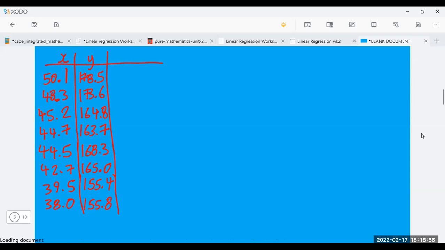All right, now that we have X and Y, we just need to write down the sum below it. So the sum, I'll pop out the calculator. We add that up: 50.1 plus 48.3 plus 45.2 plus 44.7 plus 44.5 plus 42.7 plus 39.5 plus 38. I get 353. Did you get 353?